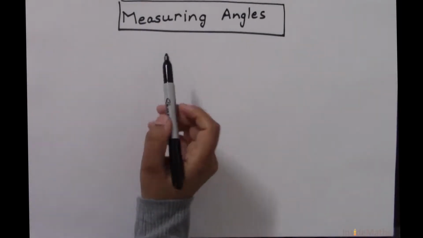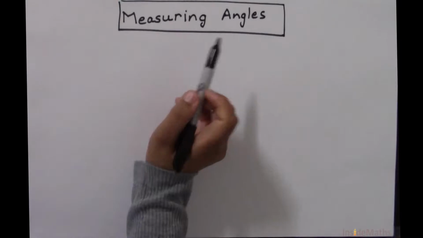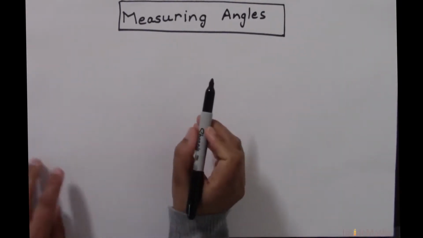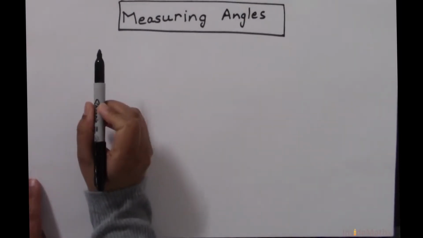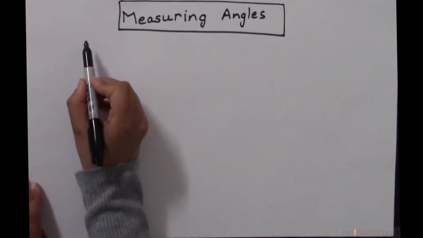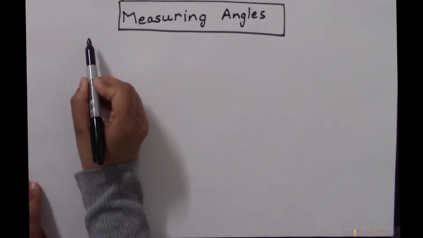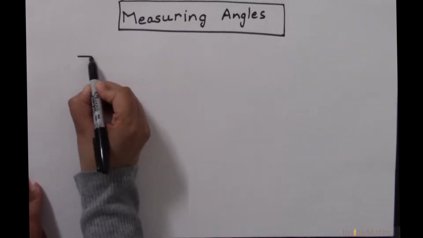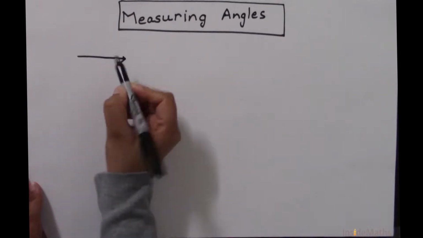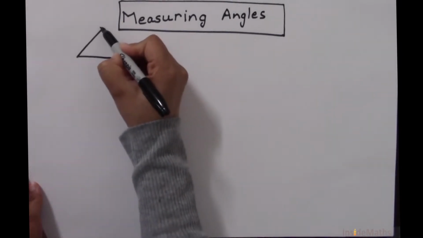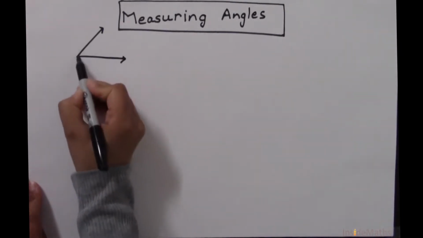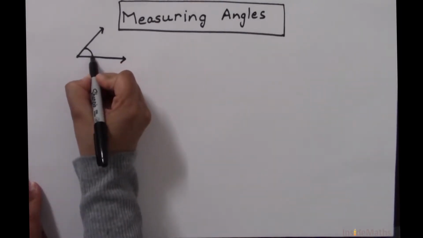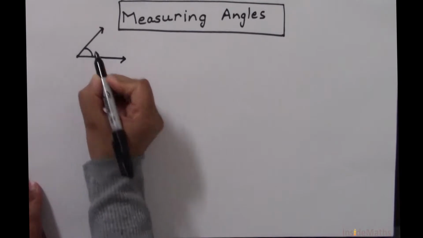In this segment, we'll see how to measure angles. Before that, I'll quickly review what an angle is. An angle is formed when two rays have a common endpoint. So let's say this is the first ray and this is another ray. Now these two rays have this common endpoint. So this is the angle between these two rays.